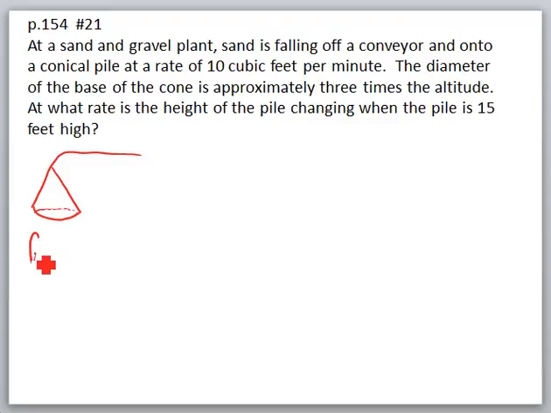So I'm going to go ahead and write down my given. Whenever I read that 10 cubic feet, that cubic feet gives it away that it's volume over time. So dV/dt is 10 cubic feet per minute. It says the diameter of the cone, so I'm going to draw another picture here. It's just going to look like a triangle.